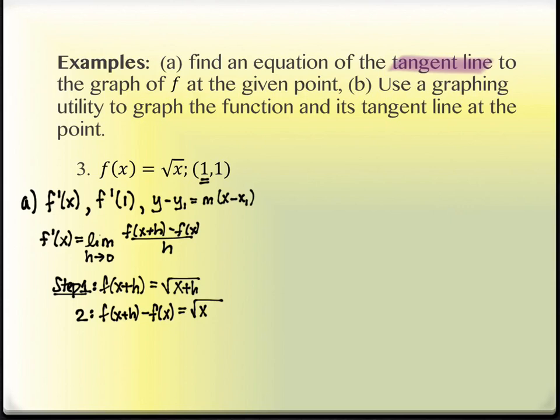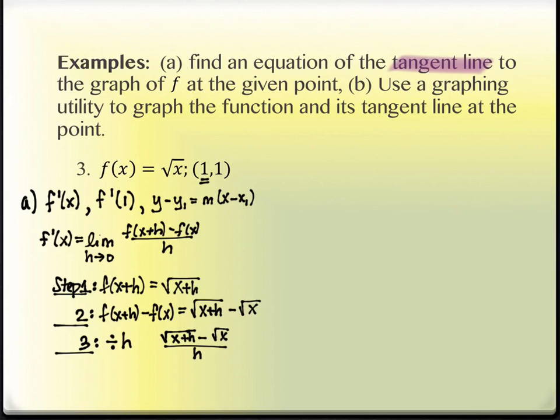So step 1 is first, and then I subtract the original equation that I was given, square root of x. Again, I don't have to simplify anything. I don't have to do anything else. This is just step 2. Step 3 is the one where I'm supposed to divide by h. So I'm going to take the step 2 that I just found, f of x plus h minus f of x, and I'm going to divide by h.